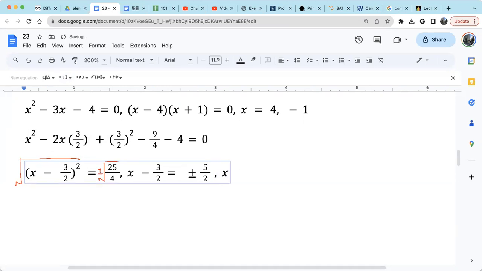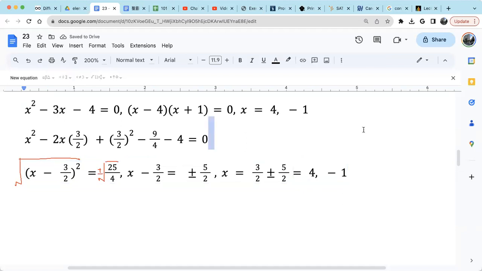So I move negative 3 over 2 to the other side. I get 3 over 2 plus or minus 5 over 2. When it's plus, 3 plus 5 is 8, 8 divided by 2 is 4. So I get 2 values. I get a 4. Then 3 minus 5 is negative 2, divided by 2 is negative 1. Indeed, I have the same solution as this. When I factor, I get 4 and negative 1. When I do completing squares, I also get 4 and negative 1. So that's it. That is to say our answer is right.